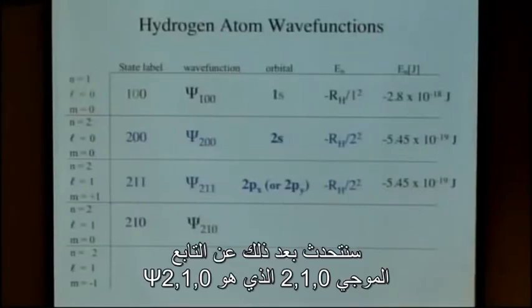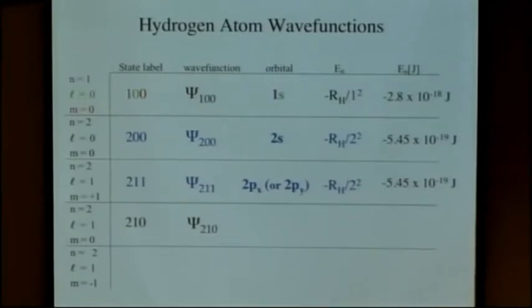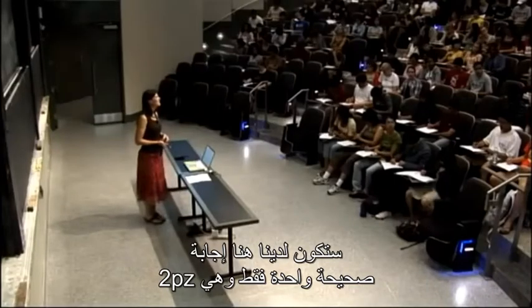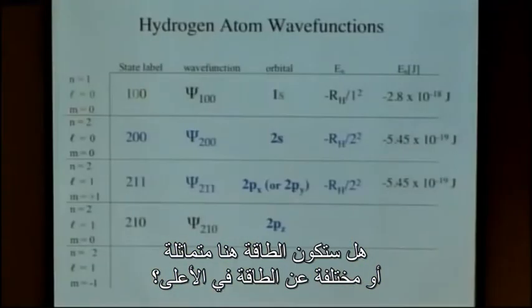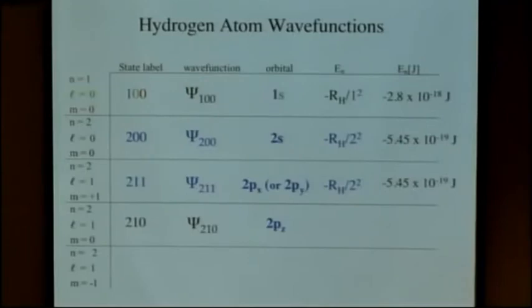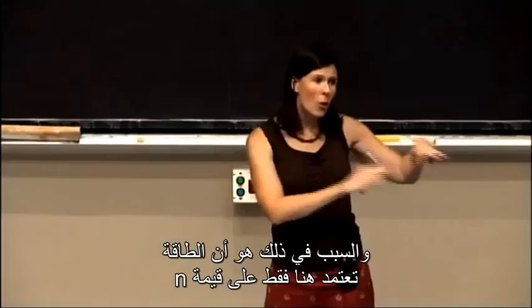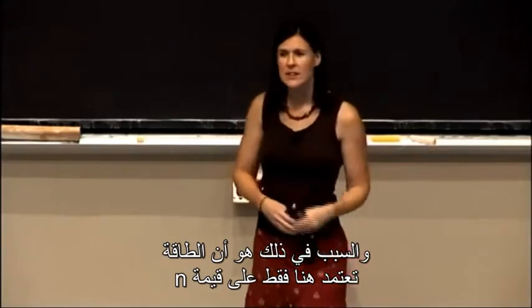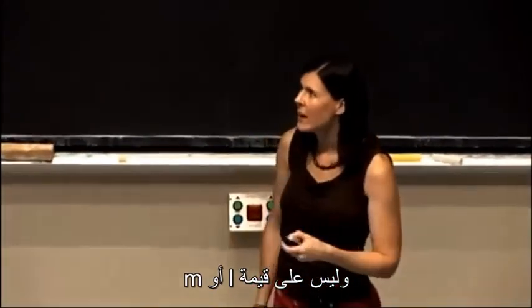Then we can also talk about the 210 state function, which would be psi 210. What is this orbital? Yep, and there's only one correct answer here, which is 2pz. Is the energy going to be the same or different as up here? It's going to be the same energy. Again, the reason for that is because the energy only depends on the n value here. It doesn't depend on l or on m.